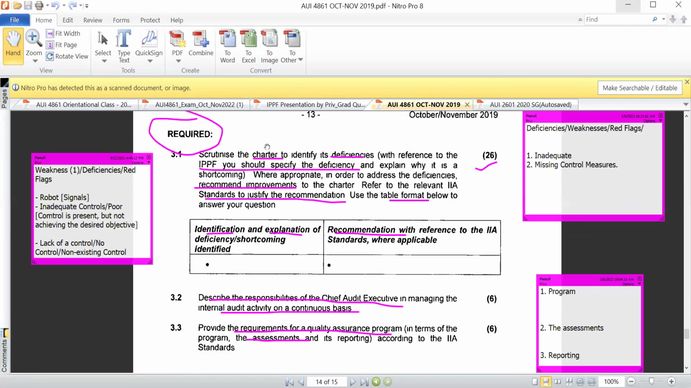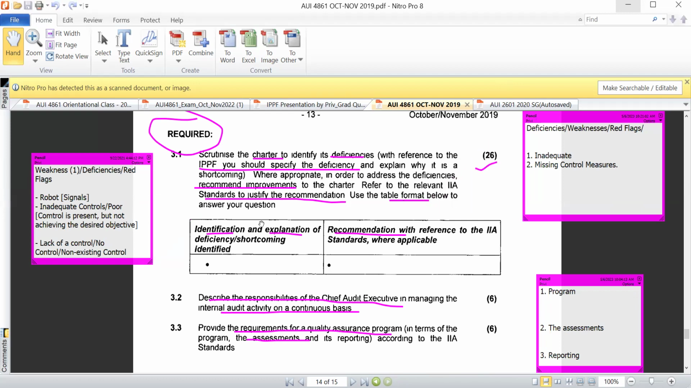So they say scrutinize the charter to what? To identify its deficiencies. With what? With reference to the IPPF. You should specify the deficiency and explain why it is a shortcoming. In other words, why it is a deficiency. Then, where appropriate, in order to address the deficiencies, recommend improvements to the charter. Refer to the relevant IIA standards to justify the recommendation. Use the table format below to answer your question.